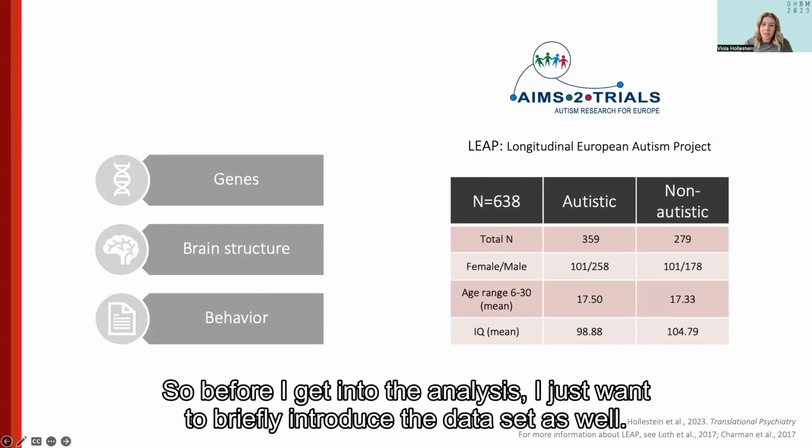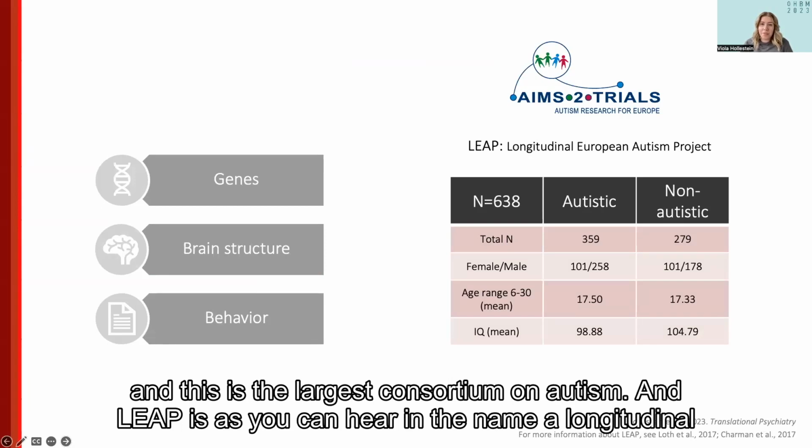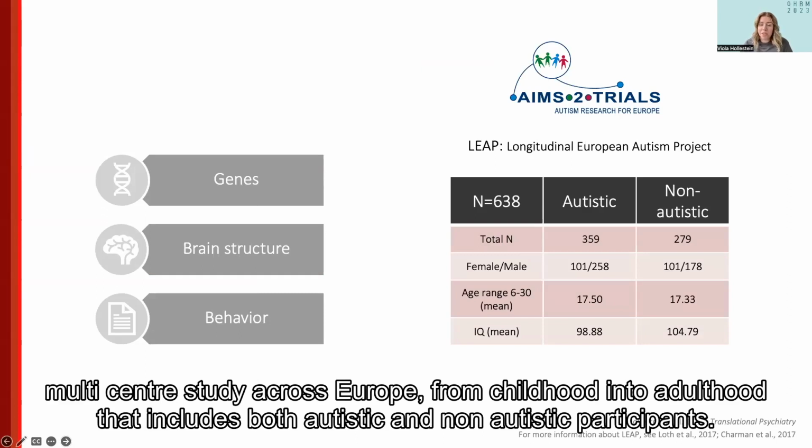So before I get into the analysis, I just want to briefly introduce the data set as well. So the data comes from the Longitudinal European Autism Project Study, or LEAP, which is part of the AIMS2 Trials Consortium. And this is the largest consortium on autism. And LEAP is, as you can hear in the name, a longitudinal multi-center study across Europe from childhood into adulthood that includes both autistic and non-autistic participants.